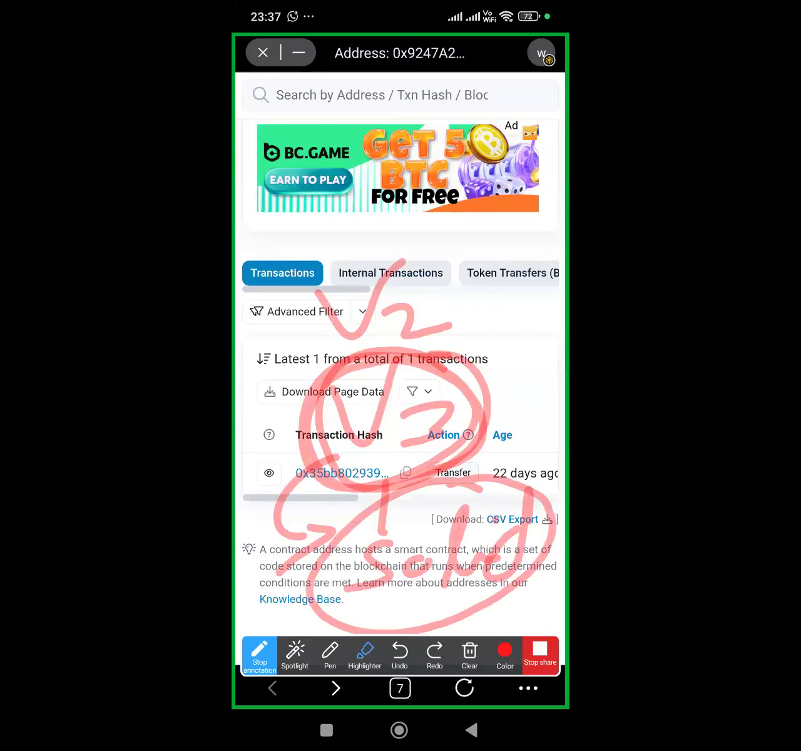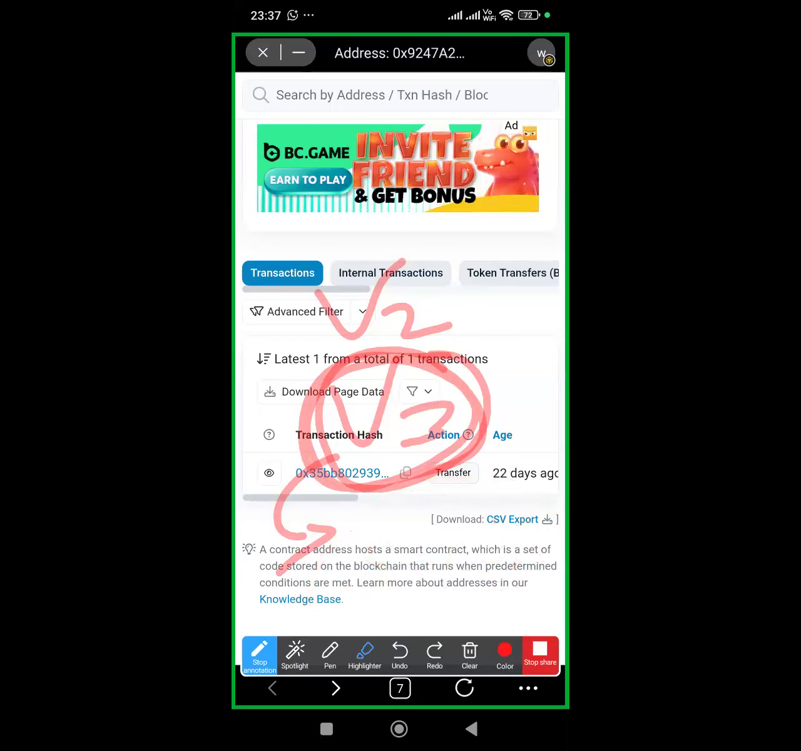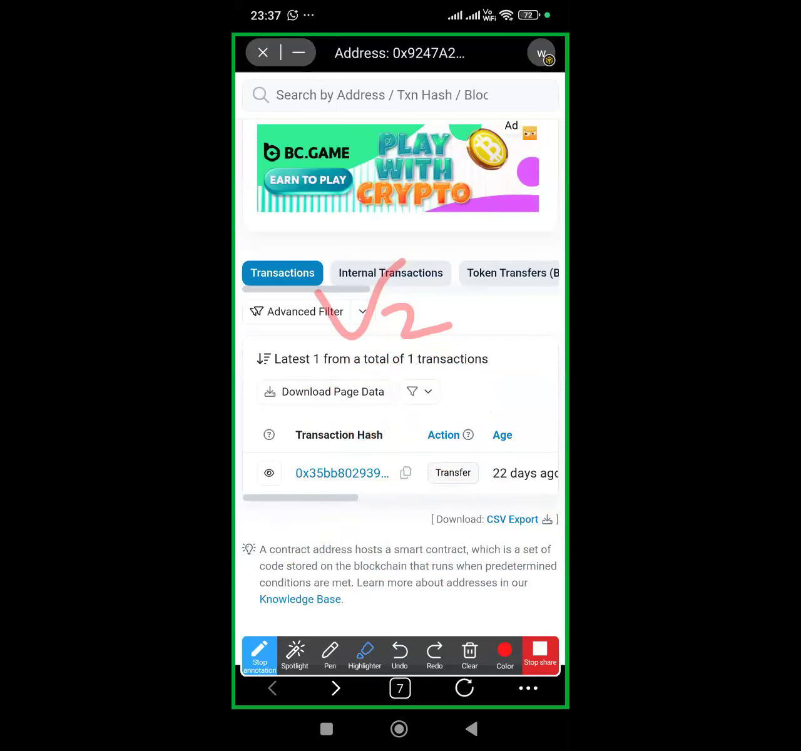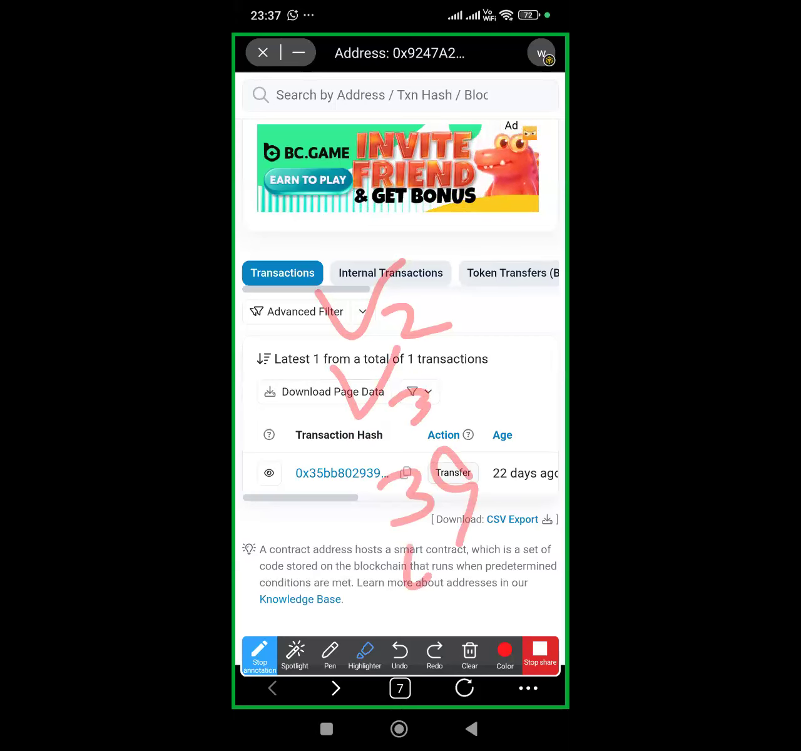There is a pair on Pancake. When you put in liquidity, you have to choose a pair for the liquidity. So what they basically do is take the Solidity code of V3 and use it in their contract. This V3 liquidity is almost 39 million to 40 million.